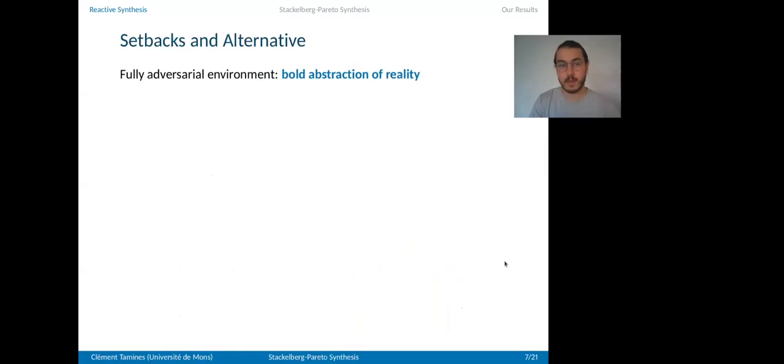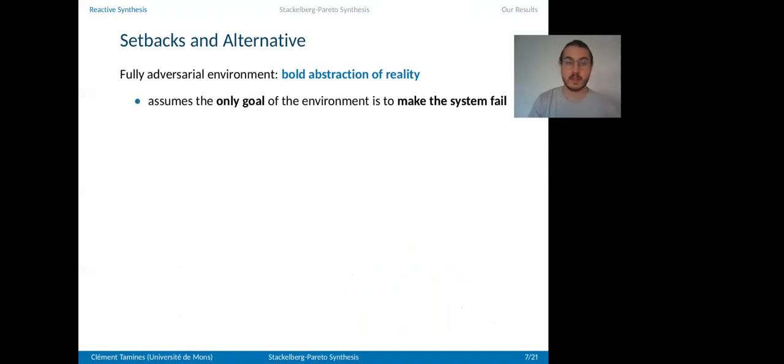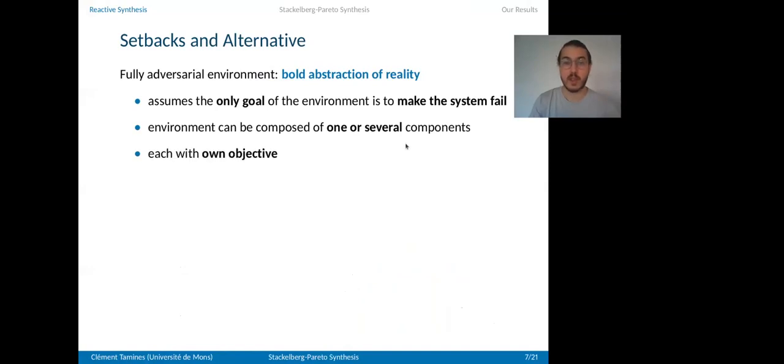There are a few setbacks to this approach, namely that a fully adversarial environment is a bold abstraction of reality, as this assumes that the only goal of the environment is to make the system fail. But in practice, the environment is not composed of a single block and can be composed of one of several components, each with their own objective.